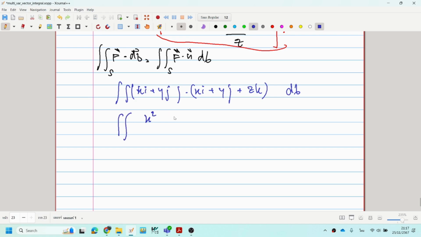i dot i gives x times x, x square. i dot j is 0. Don't care about different directions, just care about the same direction, right? i dot i gives x square, j dot j gives y square, right? Vector F never has the k direction. So the end result is x square plus y square.